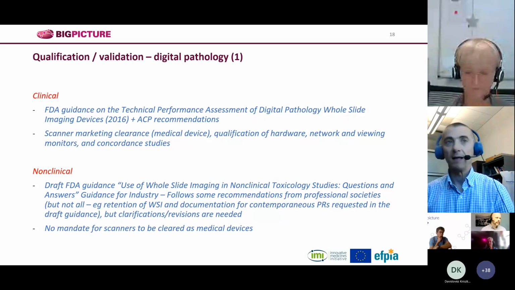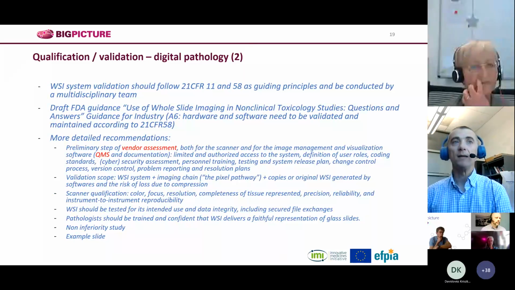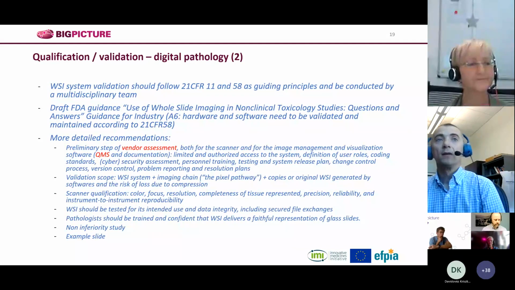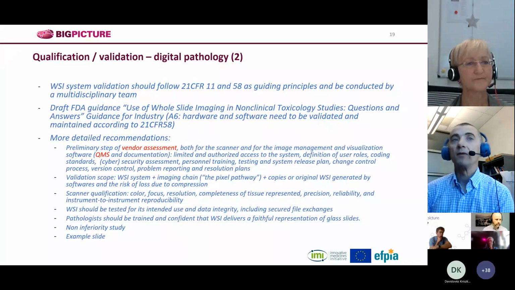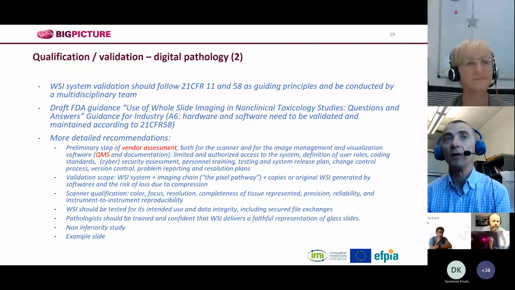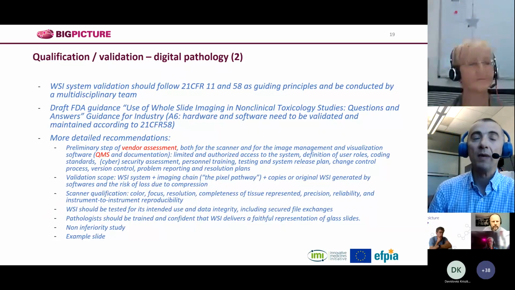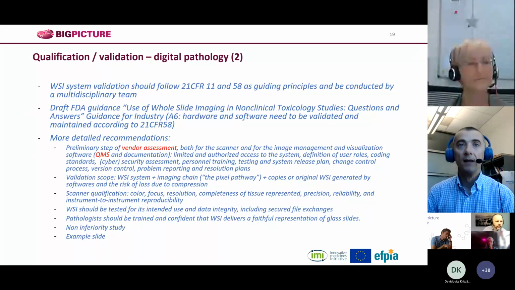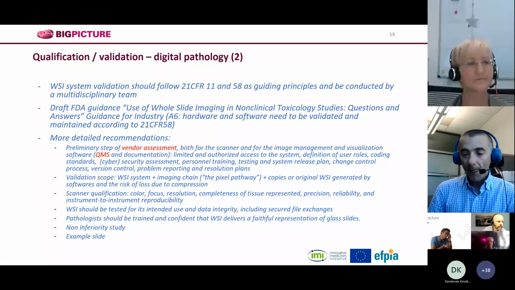So we can go to the next one and dig a bit deeper into the scope of the validation. So the framework is the same as what I've explained before in terms of 21 CFR Part 11, which is about electronic records, and also 58, which is the general principles of GLP. So we have to make sure we stay under these big umbrellas.